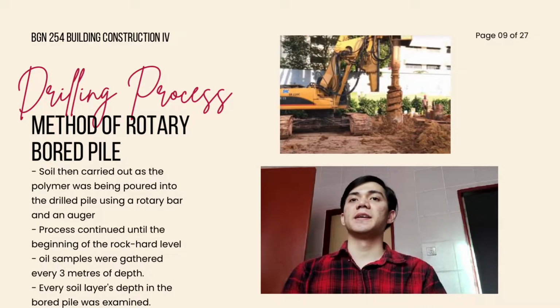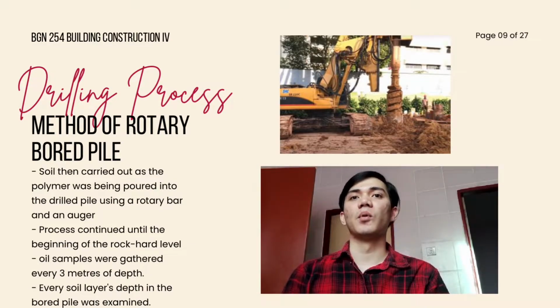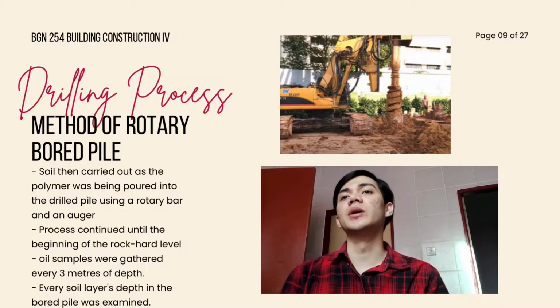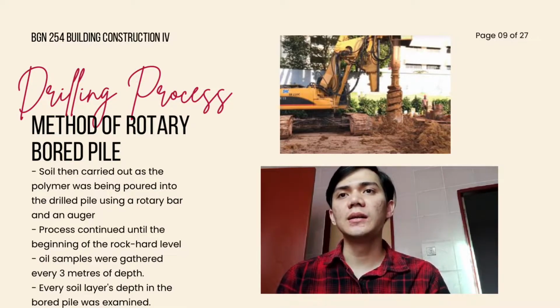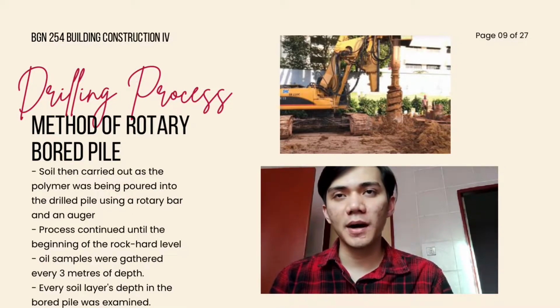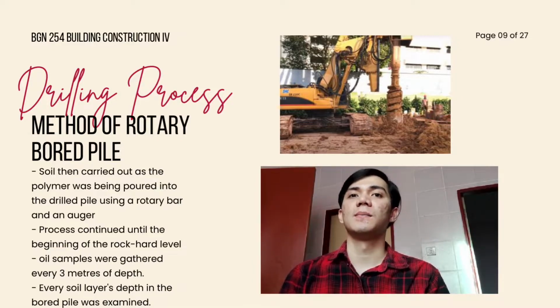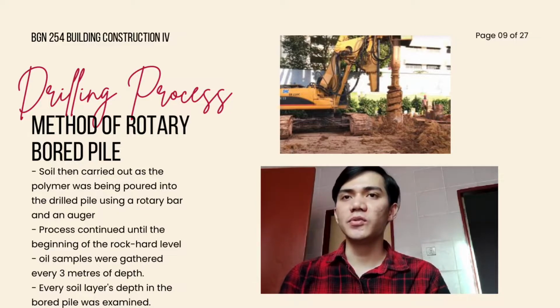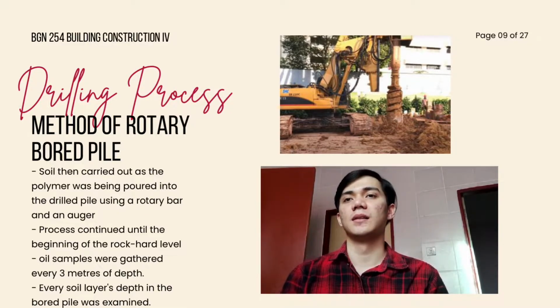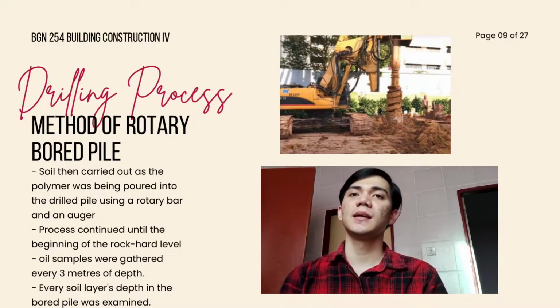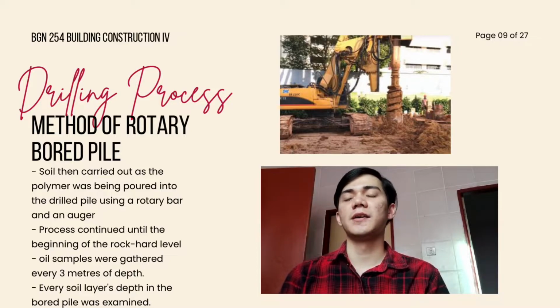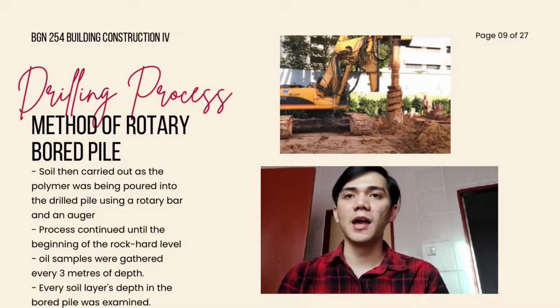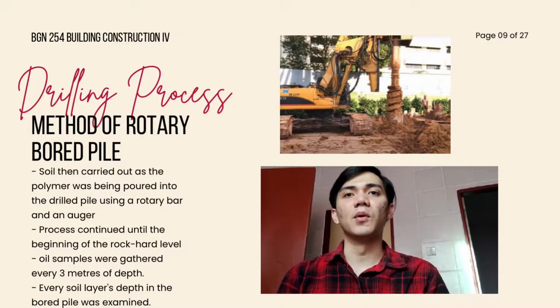The soil inside the casing was carried out as the polymer was being poured into the drill pile using a rotary bar and an auger. By utilizing augers and a drilling bucket, the drilling process continued until the beginning of the rock hard level. To monitor changes in the soil layer to be studied, soil samples were gathered every 3 meters of depth. Every soil layer deep in the bored pile was examined.